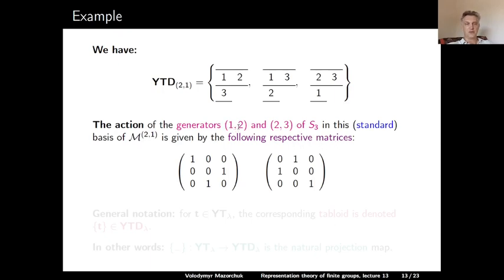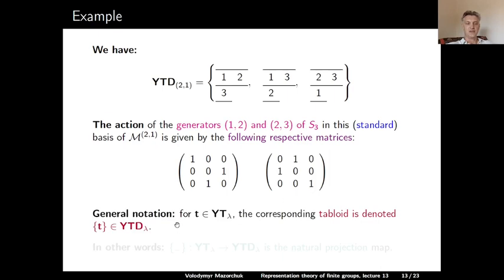So the element (1,2) doesn't do anything to the first tabloid because it just permutes elements in the first row, but for a tabloid this doesn't matter. So it sends the first basis element to the first basis element. (1,2) sends 2 to 1, so it sends the second basis element to the third basis element and back. So the second column will be 0, 0, 1, and then 0, 1, 0. So this is the action of (1,2) in this basis. The action of (2,3): (2,3) swaps the first and the second element and keeps the last one. So the matrix will be column-wise 0, 1, 0, 1, 0, 0, 0, 0, 1.